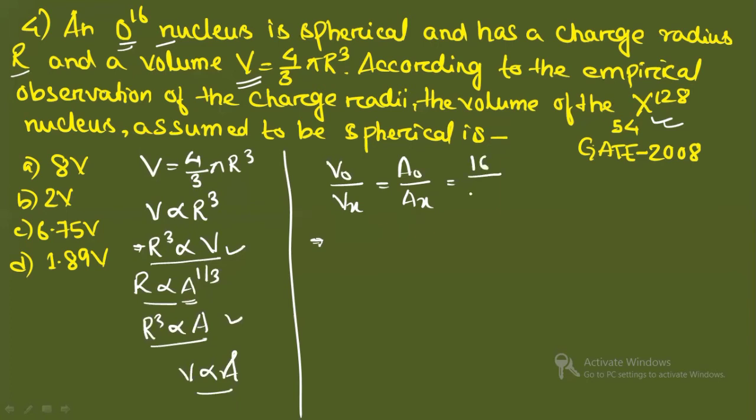16, and the mass number for the other X element is what? 128, right? So you can write Vx equals V naught into 128 by 16. So now you see here.